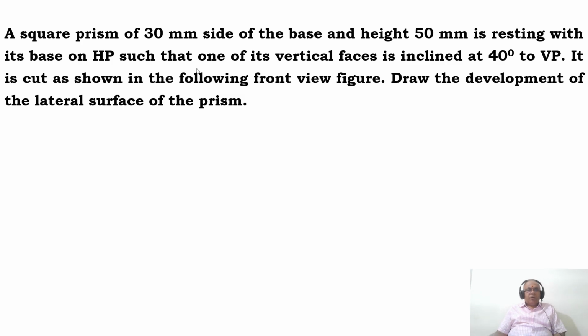A square prism of 30 mm side of the base and height 50 mm is resting with its base on HP, such that one of its vertical faces is inclined at 40 degrees to VP. It is cut as shown in the following front view figure. Draw the development of the lateral surface of the prism.